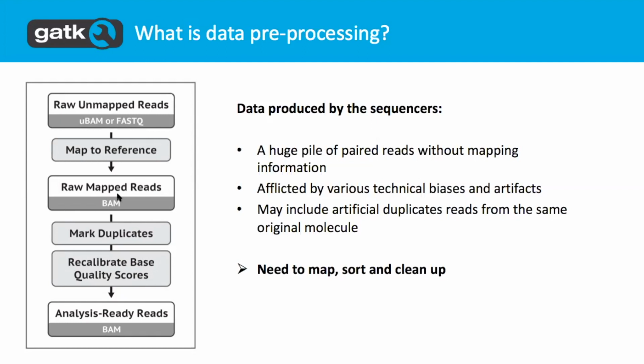From the sequencer, you essentially just get a huge pile of paired end reads. And these reads are affected by technical biases and artifacts and duplicates. So you essentially want to clean up your reads before you do variant calling. On the slide, you can see the workflow diagram for our best practices for data preprocessing. First you map your reads, mark duplicates, and then recalibrate the quality scores.